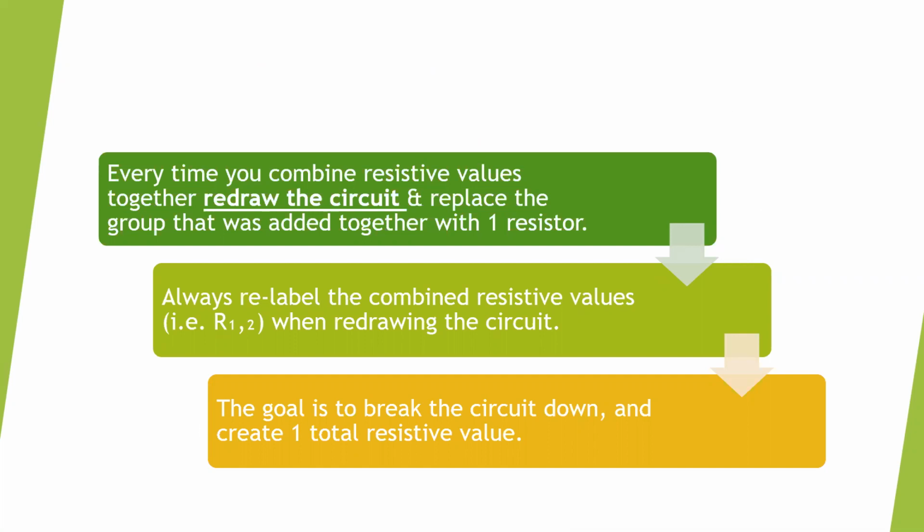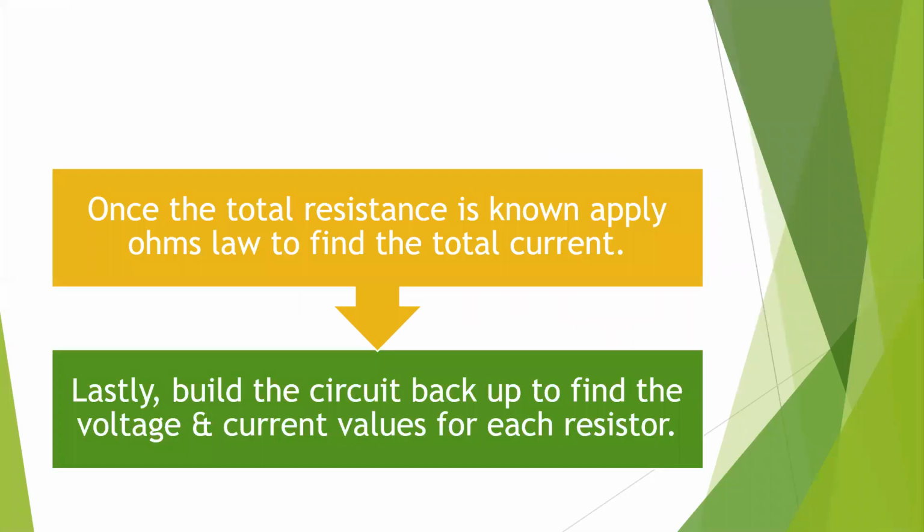And then use series laws to find things. Once the total resistance is known, you can apply Ohm's law to find the total current. And then you will build the circuit back up to find the voltage and current for each resistor. It's just the way that you broke it down, you reverse that and build it back up.